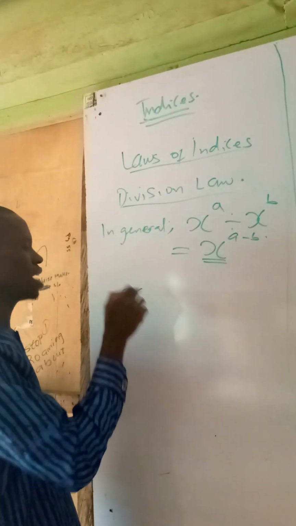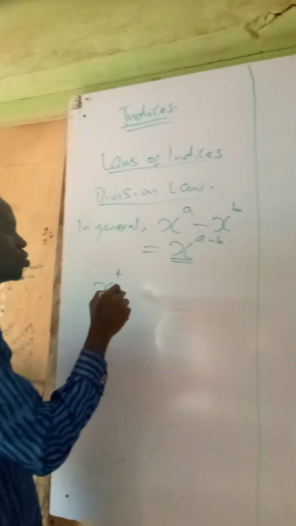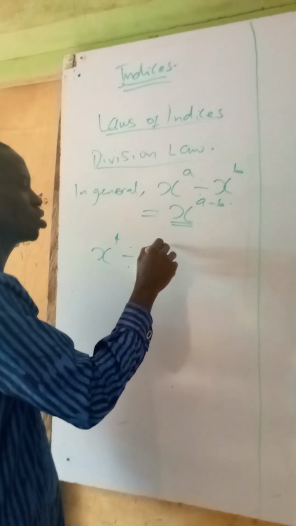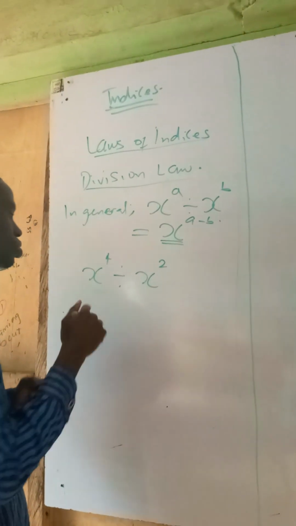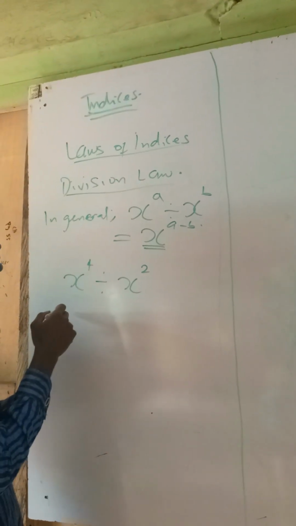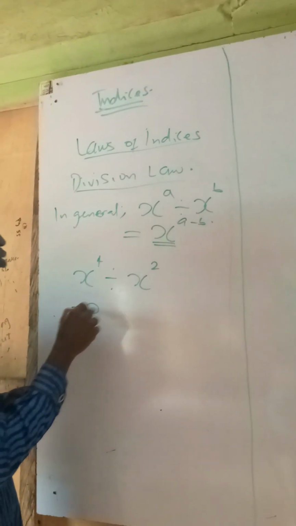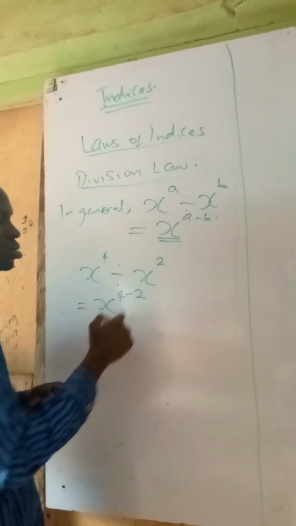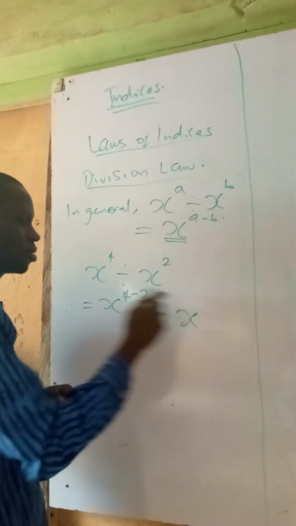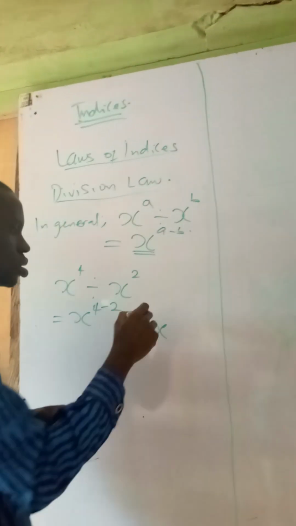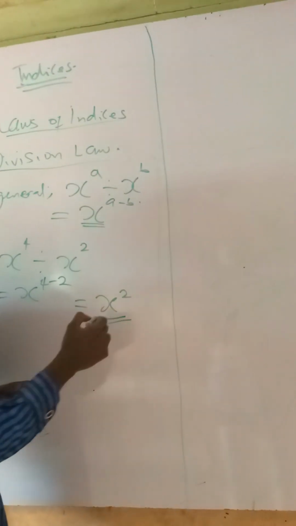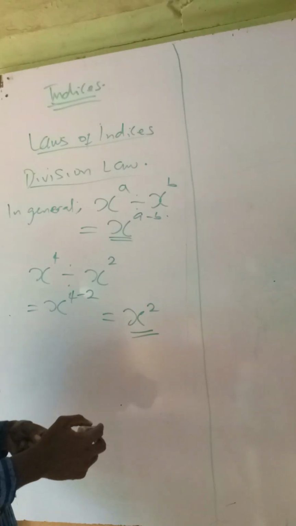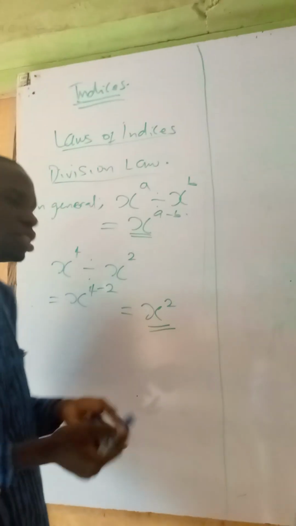Alright, so we have x raised to power 4 divided by x raised to power 2. Using the law of indices, we pick one of the bases and we subtract the powers. So x to the power 4 minus 2, of course we know that is 2. So that is the answer. And if we are not using this law of indices, let's see how we would have solved it.